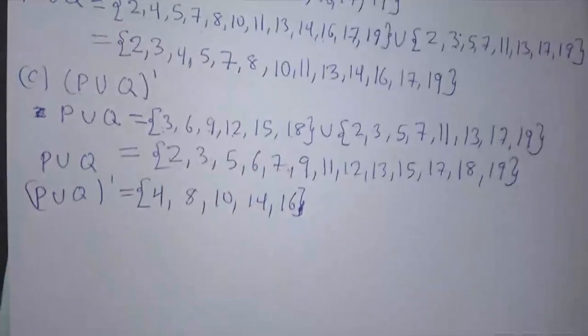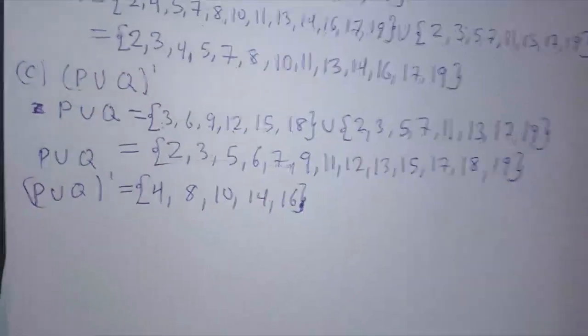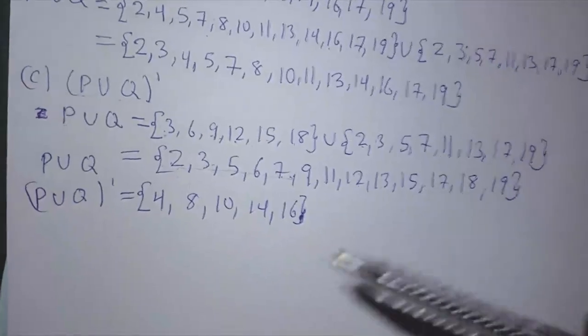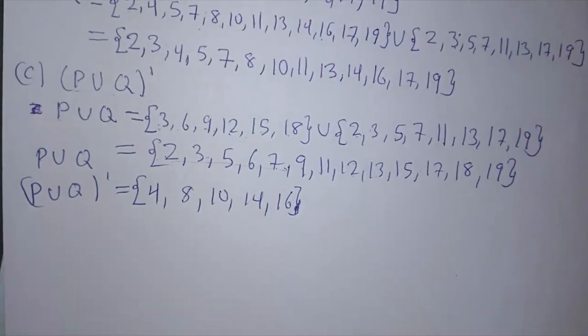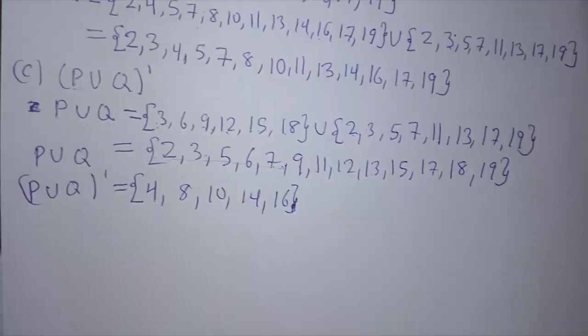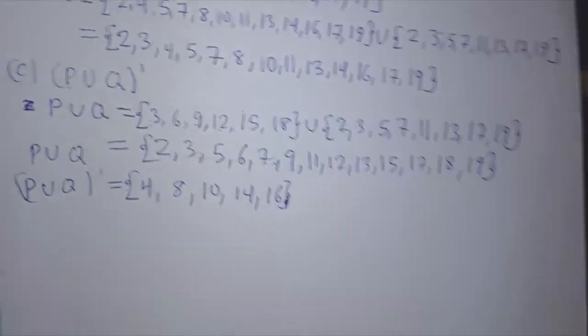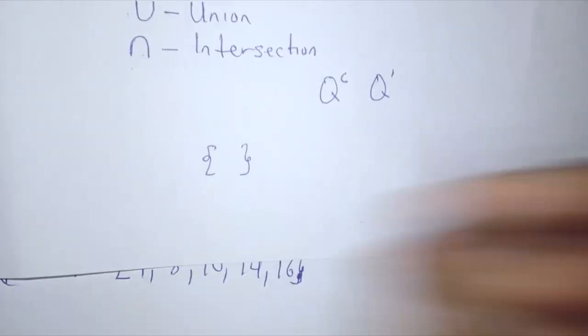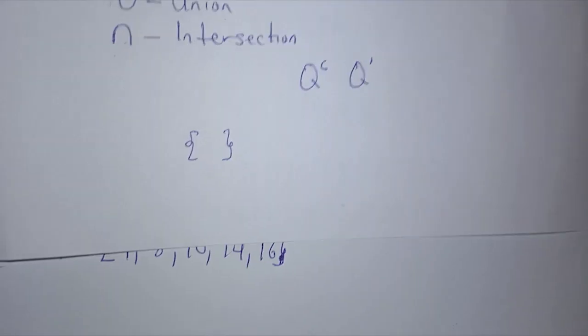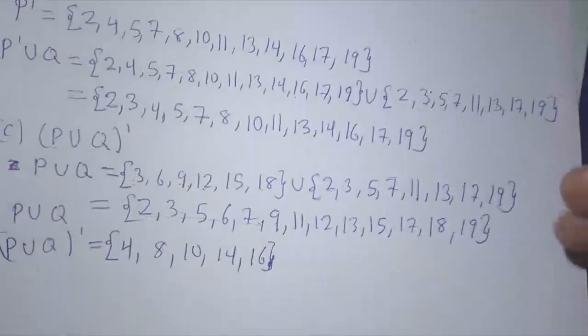There are instances where maybe they ask you to do something and there are no elements. Maybe they ask you to find P intersection Q and you find out that there's nothing common. So we also have answers that are empty sets. Empty sets are usually represented with just open and close braces. So this is an empty set. Maybe in other examples you are going to see that. So this is all you are required to do in number one.